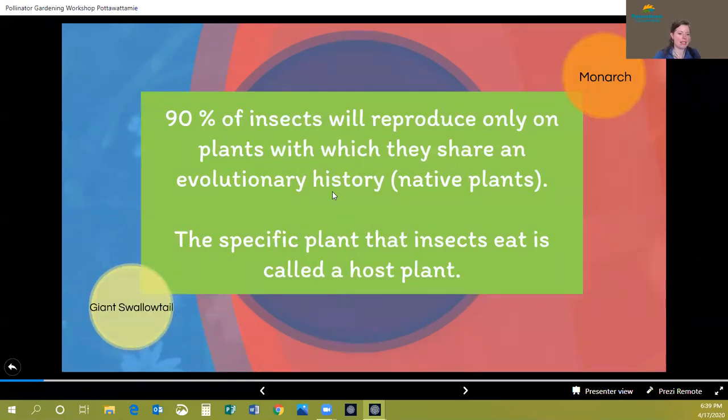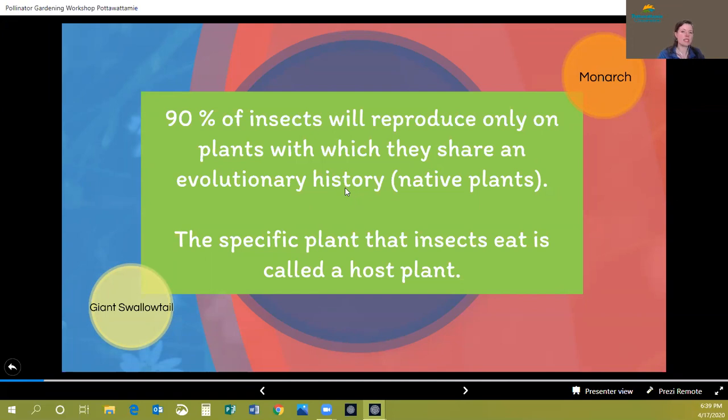90%, oh my God, that is a huge number. 90% of our insects can only reproduce on plants with which they share an evolutionary history. So they have co-evolved for thousands of years with specific plants, and their bodies have changed and adapted with chemicals or even their mouth parts to be able to eat certain plants. If they don't have those plants, they're unable to make it to adulthood. And that specific plant that those insects have evolved with is called a host plant.